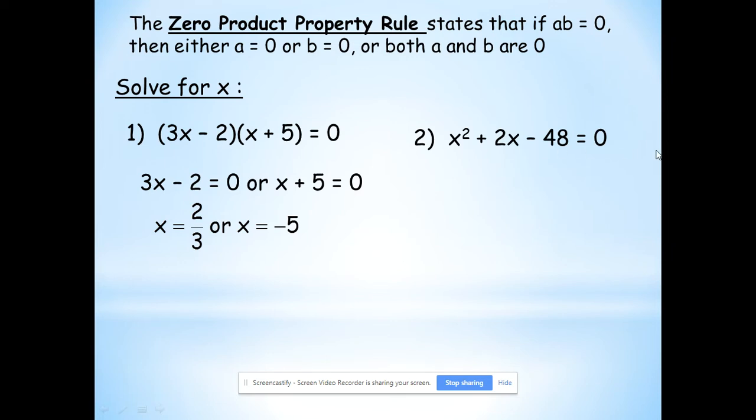So here's a quadratic equation. If you're going to solve this by factoring, then obviously the first thing you have to do is factor it. There are several ways to factor, and I have put videos on Aspen showing you examples of each one. So if you need some help with factoring, please let me know. This is how this one would factor: x plus 8, x minus 6. Apply the zero product property rule, and you'll find out that x equals -8 or x equals 6.